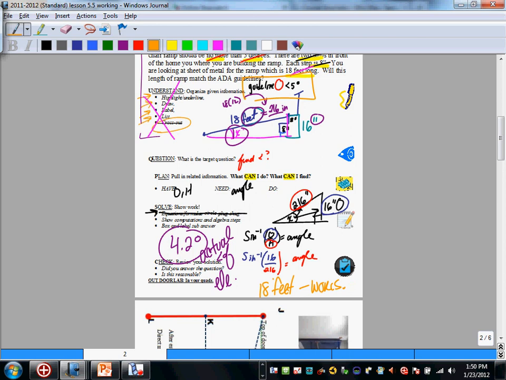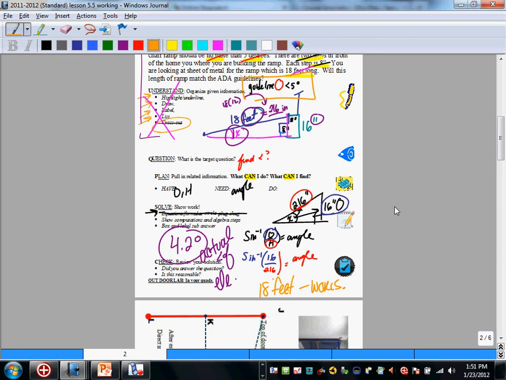All right? If you make it longer, do you think that angle will decrease or increase? Correct. Therefore, if you make it shorter, it's going to increase. Sometimes there's a fine line because you might not have enough walkway to make that according to ADA. Yeah, I looked it up.